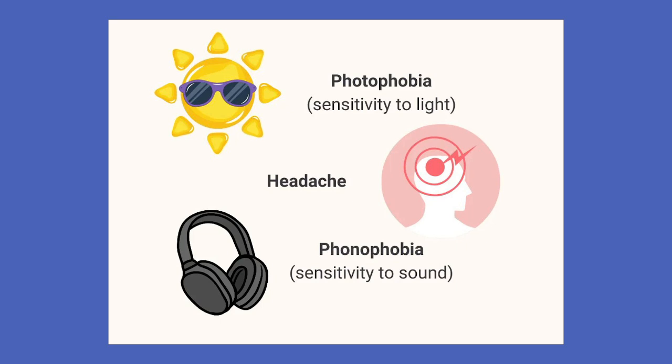When you have infection, the meninges get irritated and they cover the eyes, so you get photophobia. They cover the head, so you get the headache, and they cover the ears, so you get the phonophobia. So these are all very important things to localize when you have meningitis.